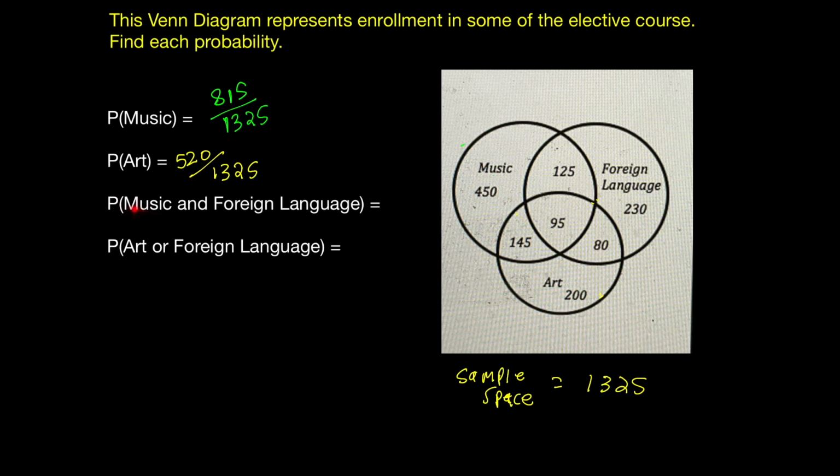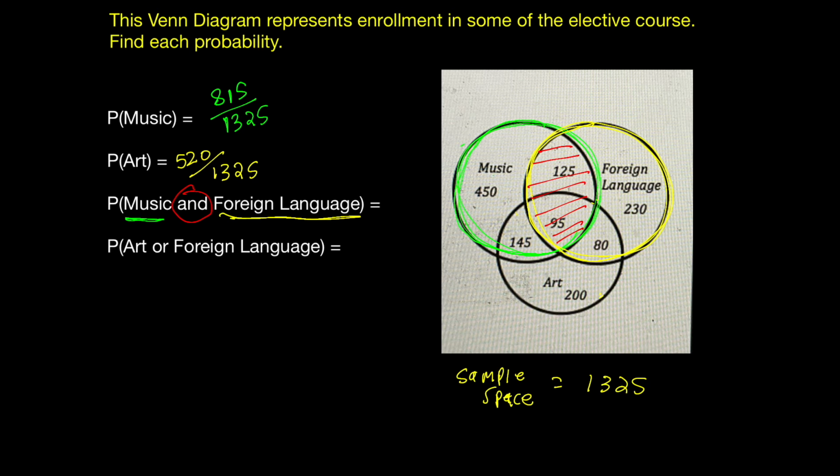Now I want to calculate the probability of getting a student that's in music and is also taking a foreign language. To do this, I'm going to outline the event of music. So I'm going to go ahead and emphasize the circle that contains music. And now I'm going to go ahead and emphasize the circle that contains foreign language. In order to get the probability of an AND statement, I'm going to want to get the intersection of both of those events. And notice that my two events intersect right here in the middle.